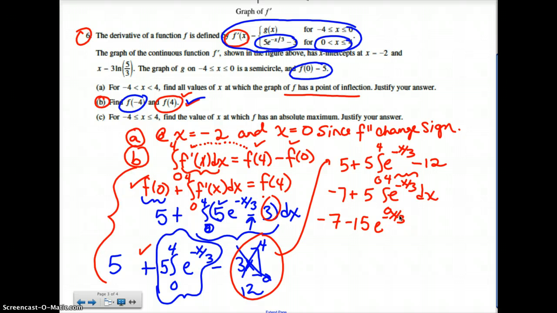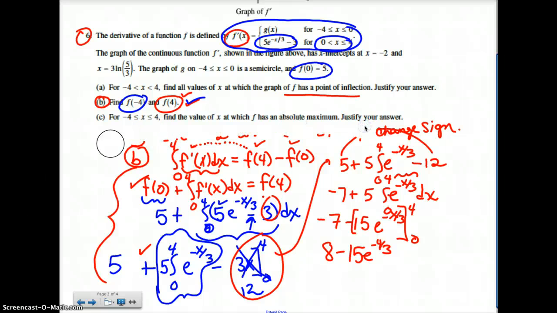And again, my negative 7 came from combining those two constants. And I am evaluating that thing from 0 to 4. And then you guys can continue with the rest of that. It's pretty straightforward. The final answer on that one, you actually end up adding 15 to that negative 7. You end up with 8 minus 15e to the negative 4/3 if you do your integrating correctly.